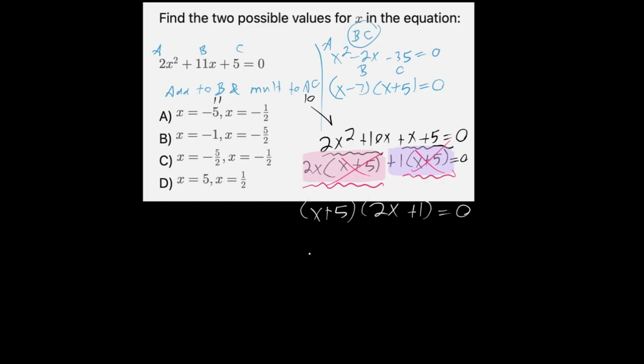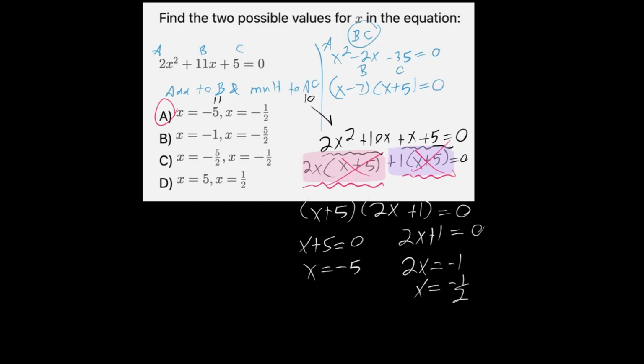And from here, we would do the zero product rule, which says that if two things multiply out to 0, then that could only have happened if one of them were 0. So you set each piece equal to 0, and you solve them both as individual algebra equations. And therefore, our answer here would be A, negative 5 and negative 1/2.